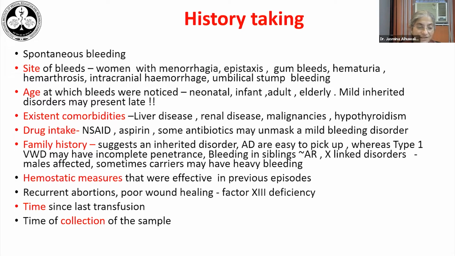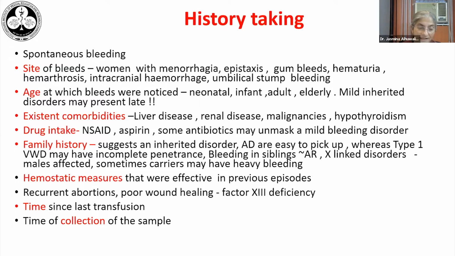Now, we need to know the history of what hemostatic measures were taken in the previous episodes of bleeding, if they were, because this will help guide the treatment further. And it also gives us a clue of how severe the bleeding disorder is, how much intervention was required. Sometimes symptomatology or history unrelated to the bleeding disorder may be helpful. For instance, in factor 13 deficiency or afibrinogenemia, there may be recurrent abortions and poor wound healing. And we need to specifically ask for this.